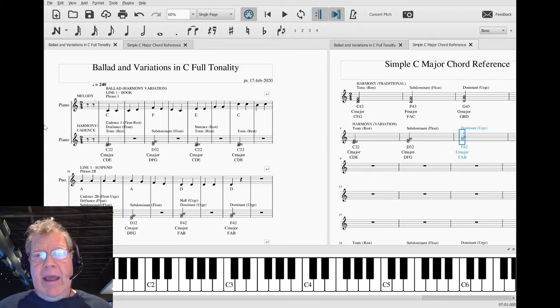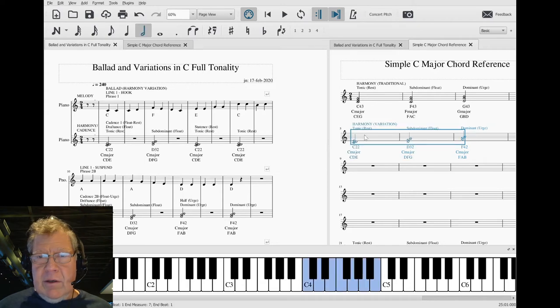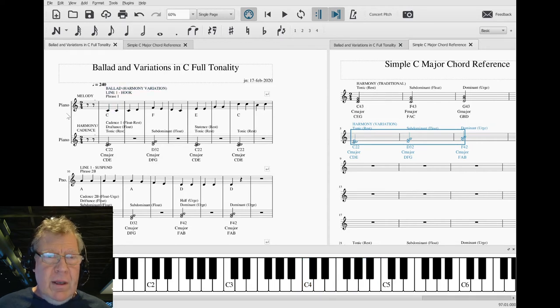We have completed adding this alternative harmony variation to our melody. And we're going to listen to it now.